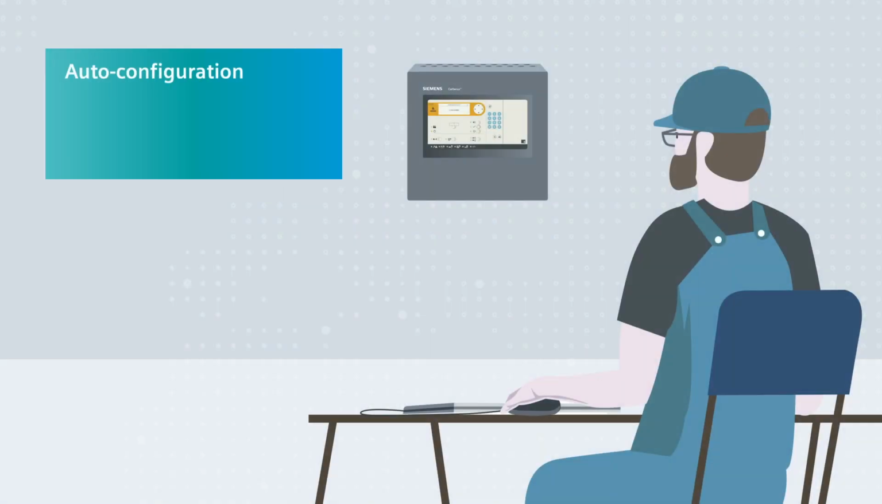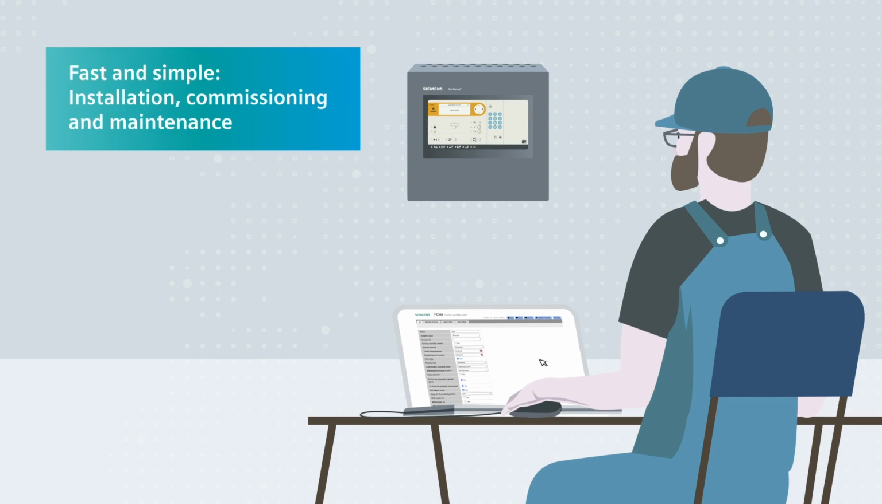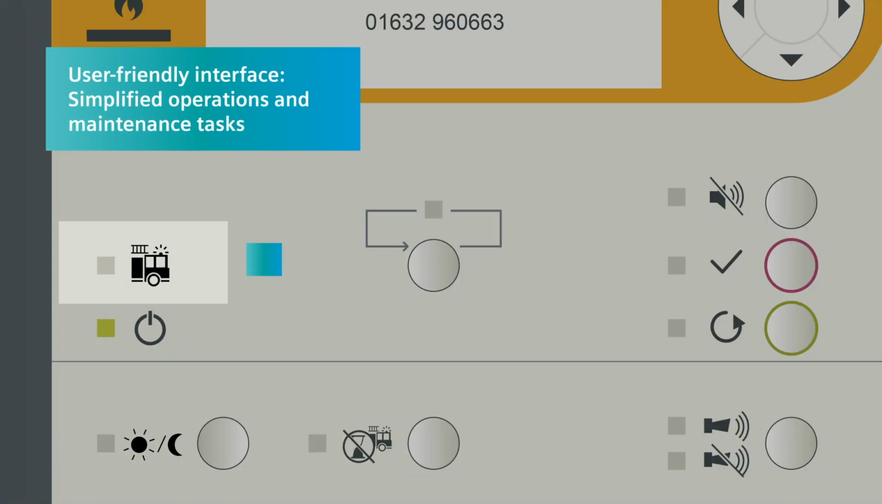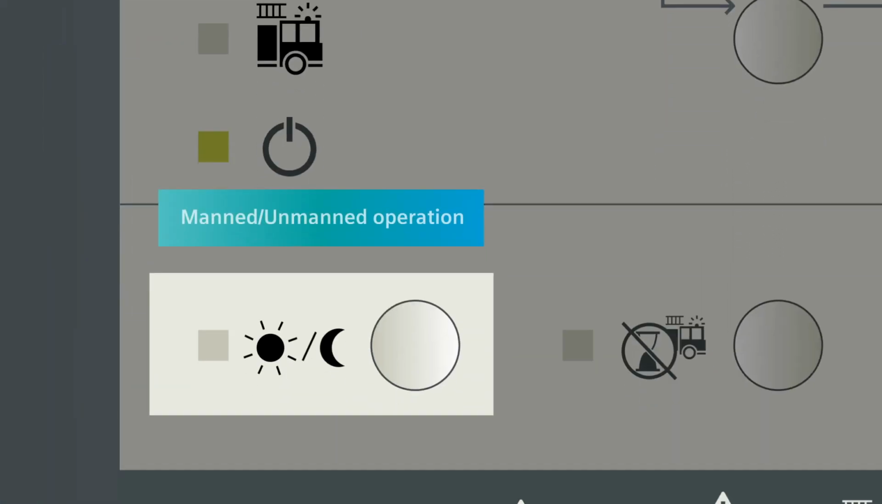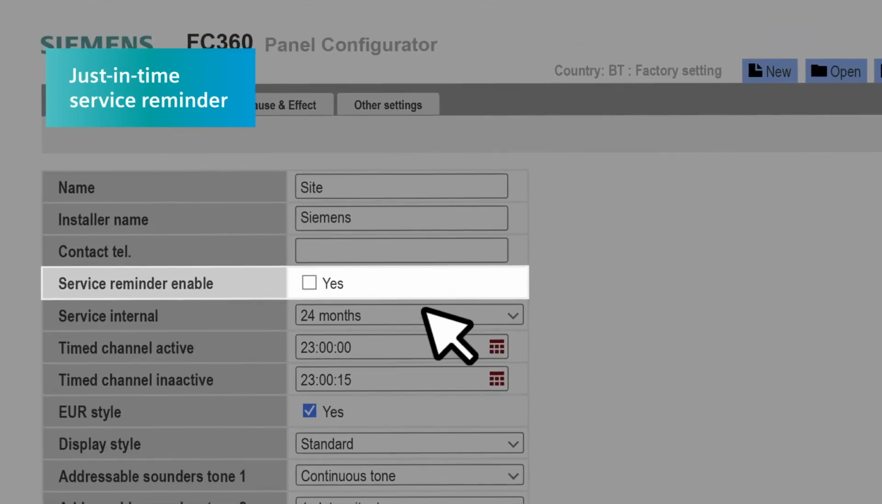Thanks to the auto-configuration feature and the onboard web server with a license-free engineering tool, Cerberus FIT allows technicians to install, commission, and maintain the system in a fast and simple way. Operational as well as maintenance tasks are simplified thanks to the user-friendly interface and features such as just-in-time service reminders.